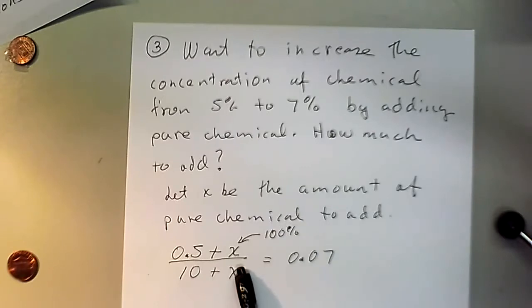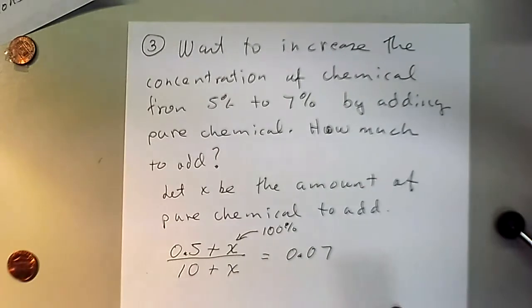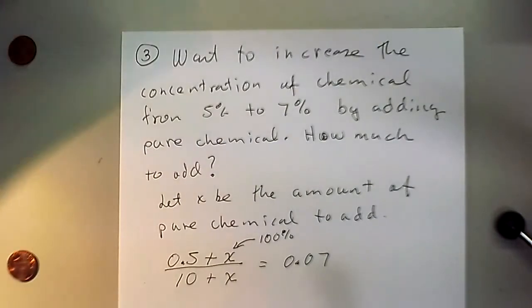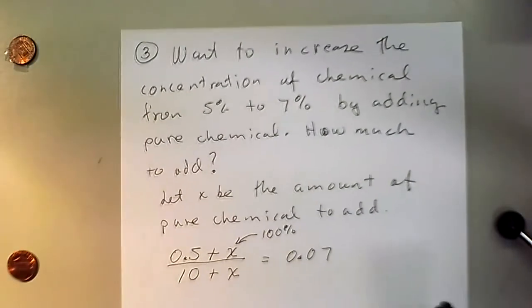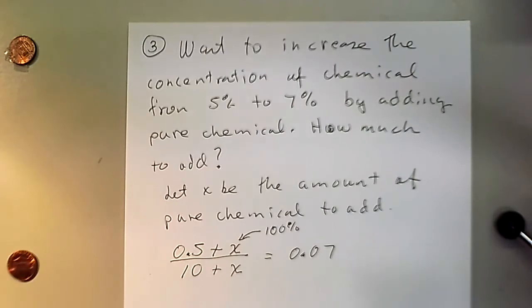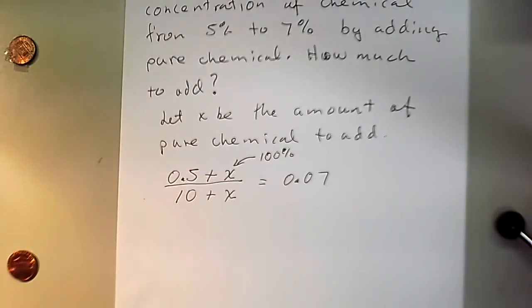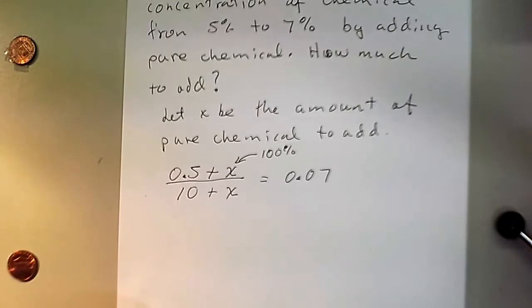Every time you're adding pure chemical, you're going to increase the concentration. We're not going to be at 5%. It's going to go up. It's got to go up because we're adding pure chemical. So we're going to water down the water. Instead of watering down the chemical, we're watering down the water, which is kind of weird, but it works.